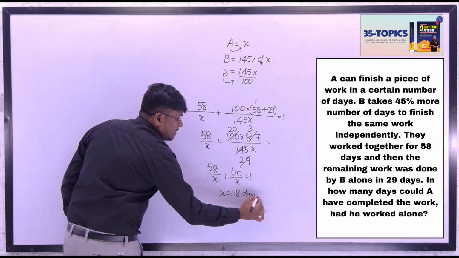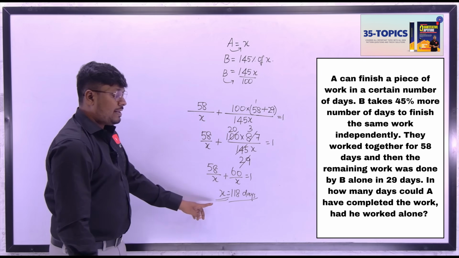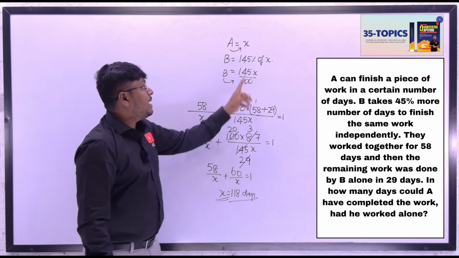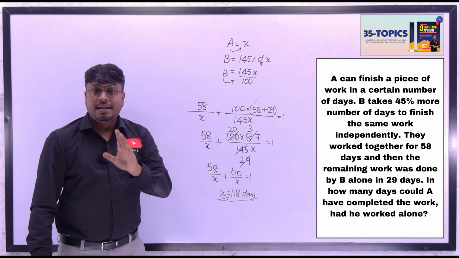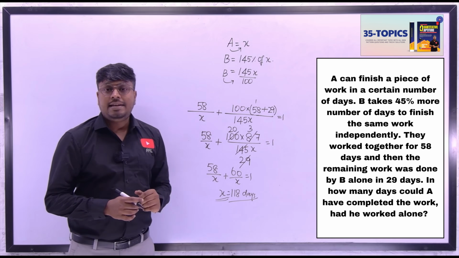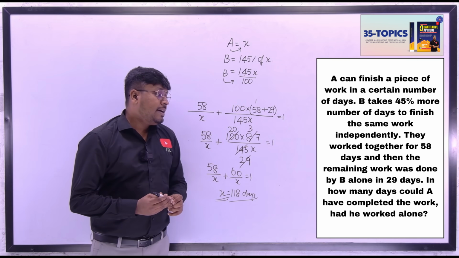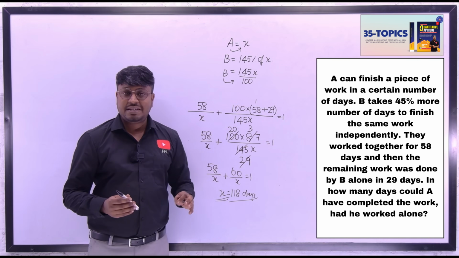So finally we found the value of X. We assumed A's time as X, so the work is completed by A alone in 118 days. So this will be the answer for this question. Very interesting question, right?